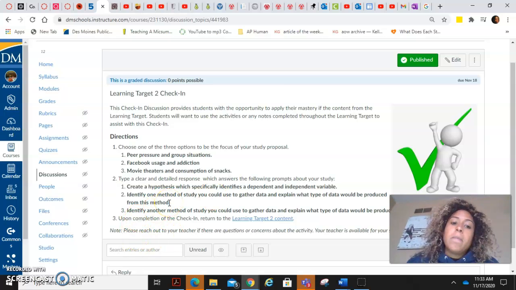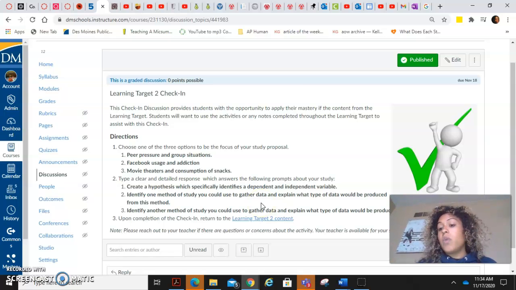Identify one method of study that you can use to gather this information. You could totally use a survey. So for my example, I would say survey would be a really good one, because at the end of the day, each person could click a link and say, did you come as a couple on a date or with a family? How much did you spend on concessions? We can easily compile that data in a graph.